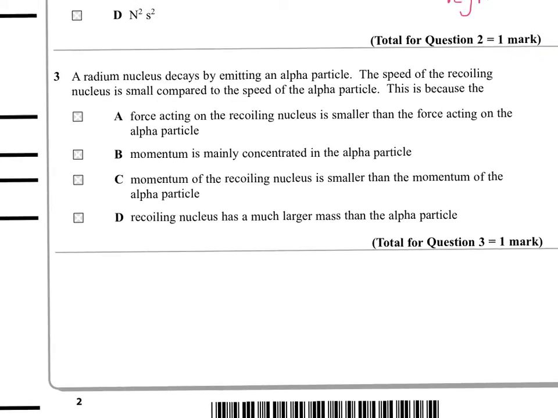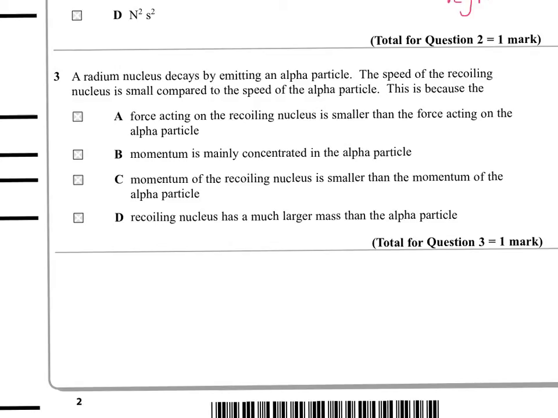Right, so a radium nucleus decays by emitting an alpha particle. The speed of the recoiling nucleus is small compared to the speed of the alpha particle. This is because... Okay, so force acting on the recoiling nucleus is smaller than the force acting on the alpha particle. No, that's nonsense, because the third law requires the force on each object to be the same. Momentum is mainly concentrated in the alpha particle. No, the momentum transferred to one object will be exactly the same as the momentum transferred to the other object. Again, that's required by the third law.